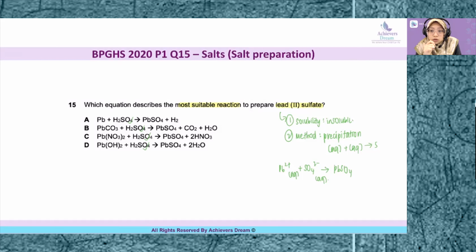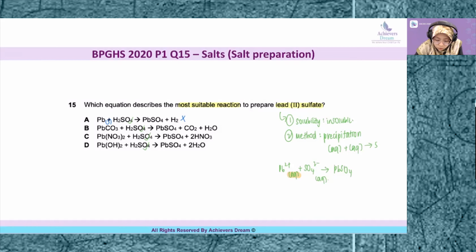For lead metal, is the metal soluble in water? No. Lead is an insoluble solid, hence A is out. What I want is a solution that contains lead(II) ions. That's the reason why Pb2+ is in the aqueous state.